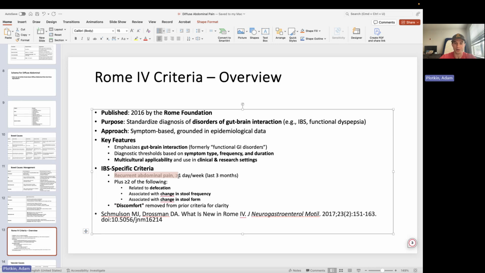So again, we have recurrent abdominal pain greater than 1 day a week for the last 3 months, plus any two of the following. There's pain related to defecation, or the pain stops with defecation. There's an associated change in stool frequency and an associated change in stool form. If you want to read more about the new Rome 4 criteria, you can read about it with this link here.